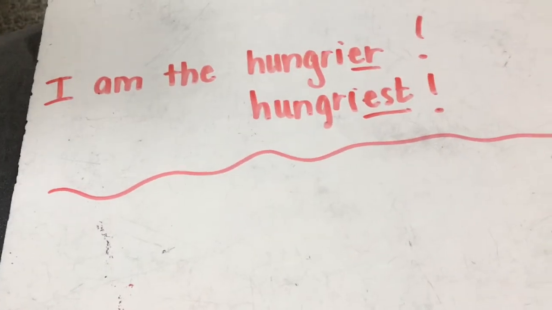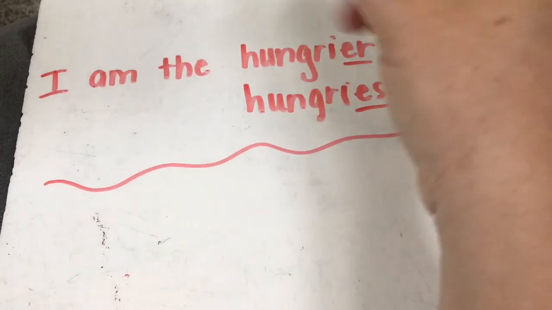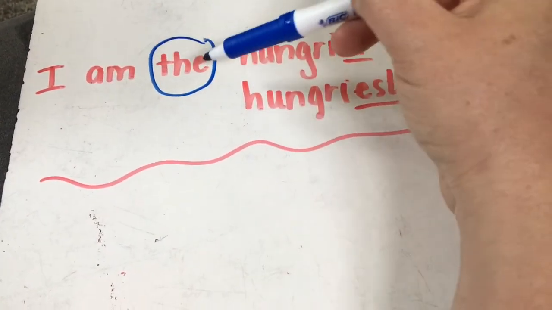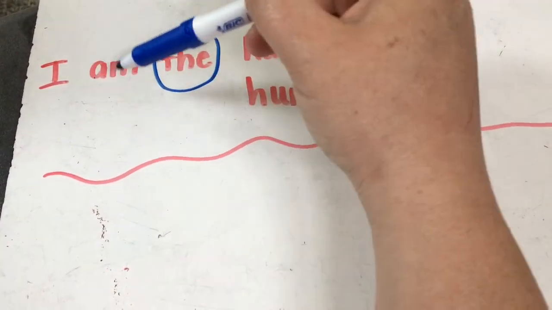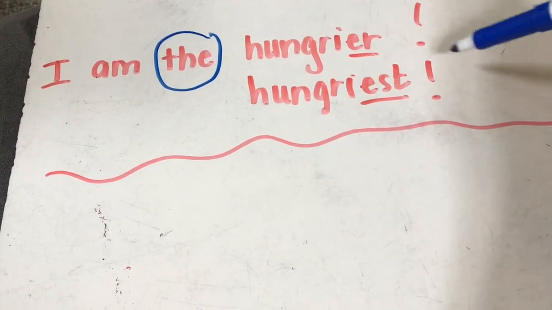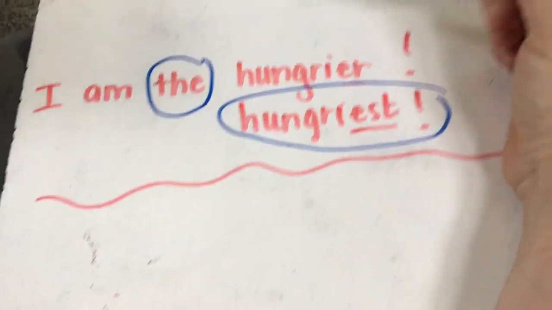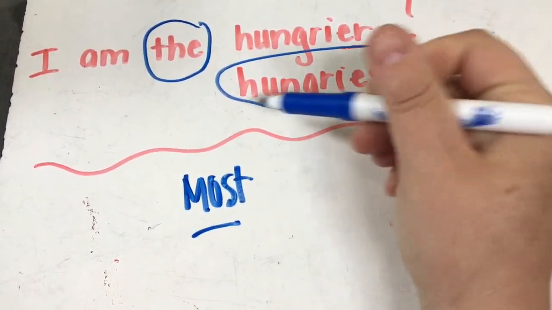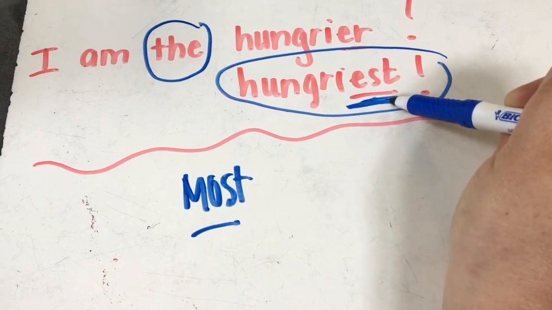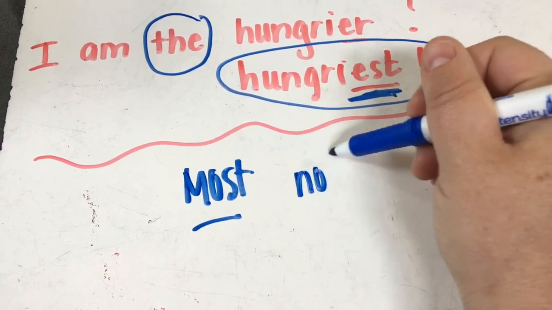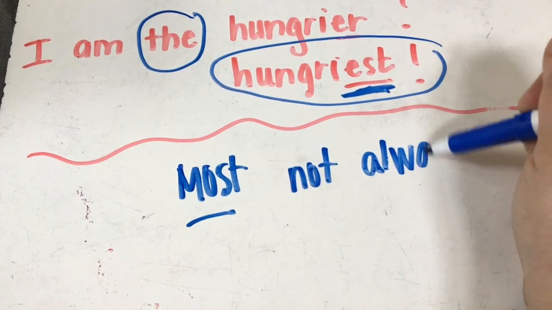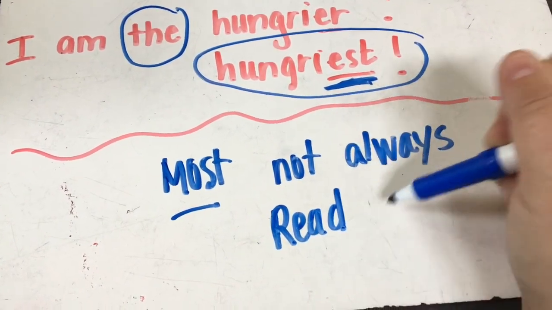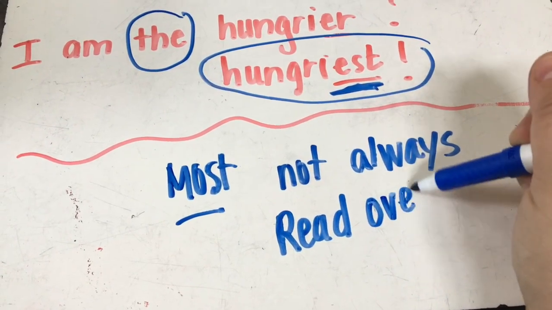All right, the next one. This is a little bit different. Sometimes they're going to use the article the before a word. Okay, and you're just going to have to read it over and over again until it makes sense and see which one would be right. I am the hungrier, or I am the hungriest. Okay, so most times, but not always, when they use the article the before this comparative adjective or adverb, you are going to use the one that ends in EST most of the time. Not always, but most of the time.